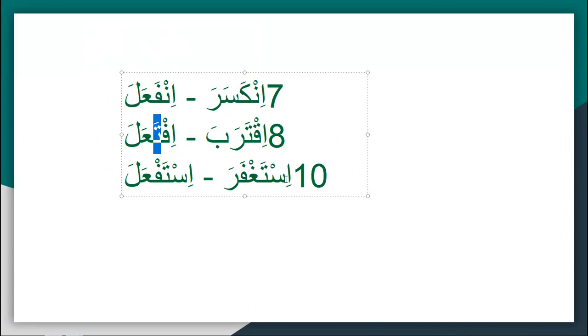And group 10 is pretty simple. It's ist. The total ist part is extra: alif, sin and ta are extra, and then the root comes, ghafara. Okay, you understand the basic difference now? Moving forward, inshallah.